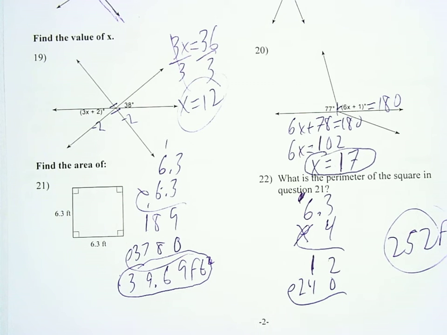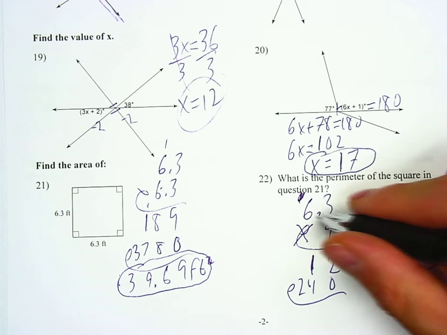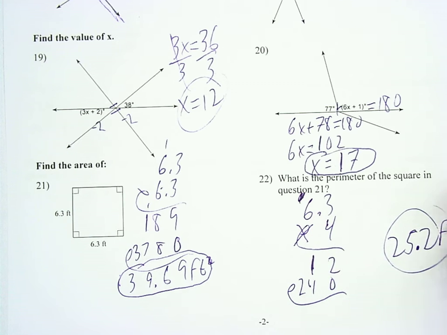And that is in feet, my answer. And I forgot my decimal. There's one decimal in 6.3, so I've got to put the decimal back in as well. 25.2, don't forget the decimal in the end. Same thing here, don't forget the decimal in the end on that.